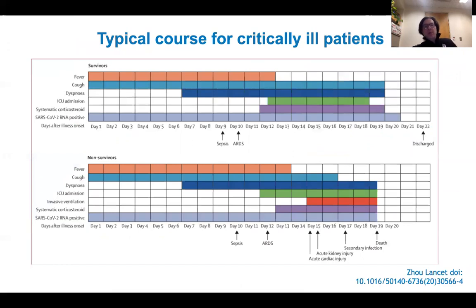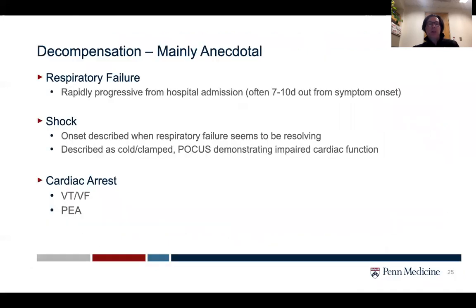This is a time course for patients who are critically ill, who survived and who did not survive. And again, you can see it's relatively similar in the sense that it's approximately 20 days from the onset of their symptoms to about 3 weeks to the point where they can be discharged. And it's approximately 20 days in those who did not survive to the point where they die. But patients are sick for about 3 weeks with this illness, and they can go from developing symptoms to death in about that time frame on average.